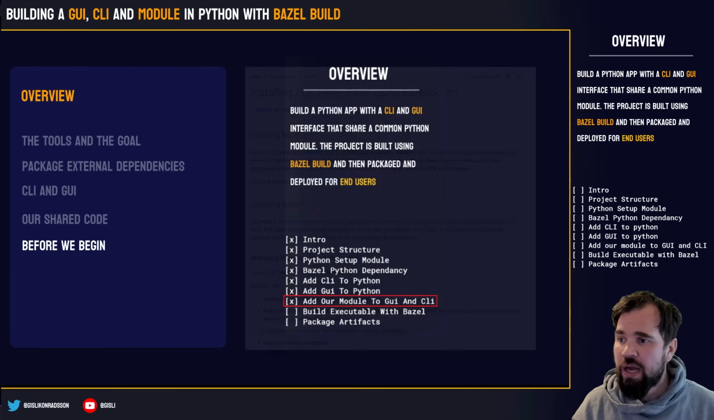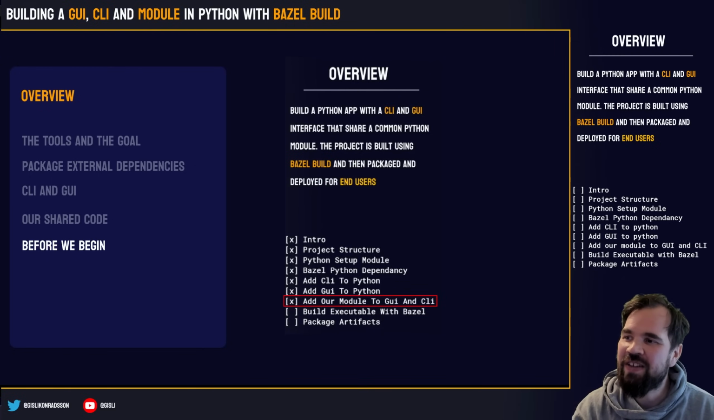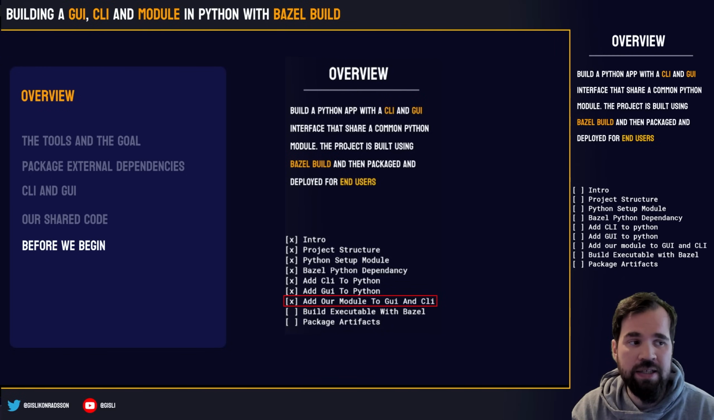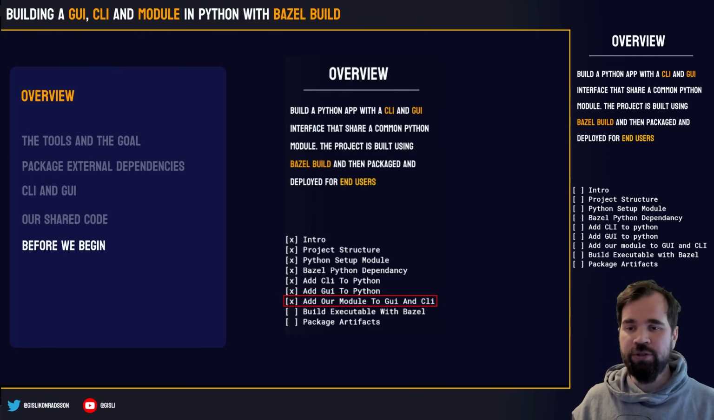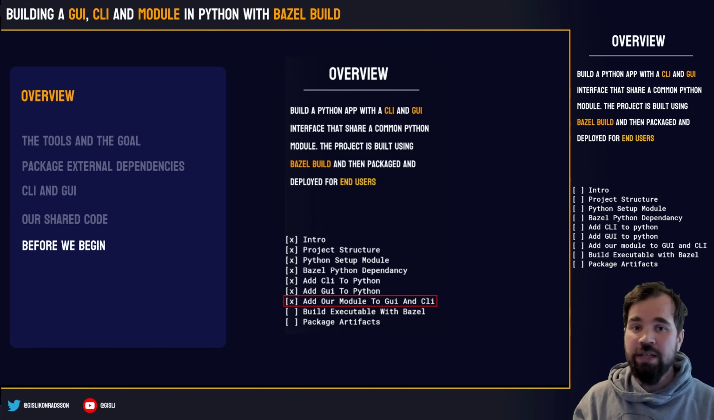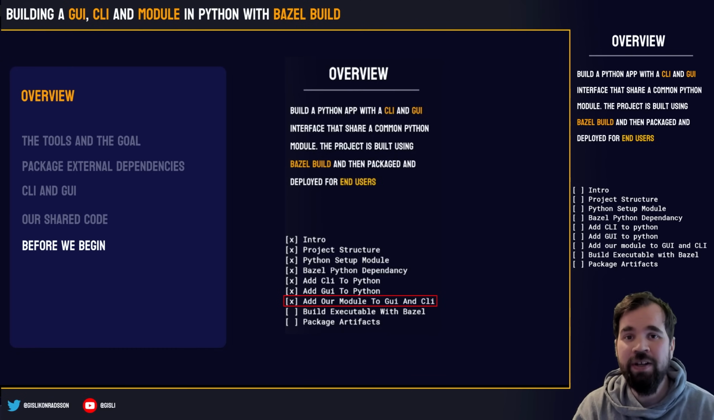Another thing I noticed when I was making the video is that there was one tiny error in the to-do list at the side of the video. The add module to GUI and CLI step is missing for the first couple of ones. So just keep an eye out for that, and it's going to pop in a little bit later. So without further ado, let's jump into the video.